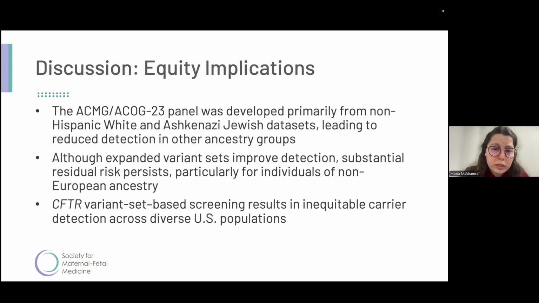The ACMG ACOG23 panel was developed primarily from non-Hispanic white and Ashkenazi Jewish datasets, leading to reduced detection in other ancestry groups. Although expanded variant sets improve detection, substantial residual risk persists, particularly for individuals of non-European ancestry. CFTR variant set-based screening results in inequitable carrier detection across diverse US populations.